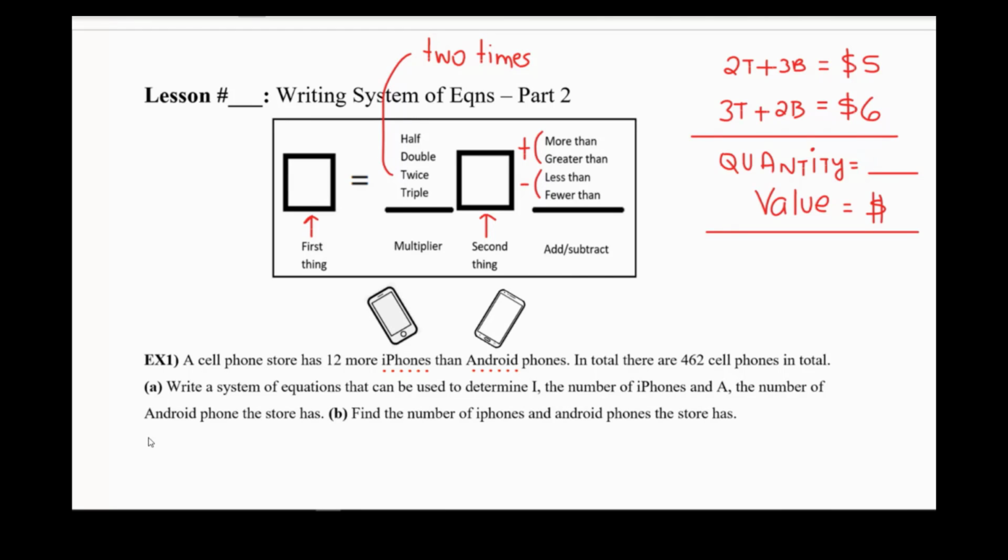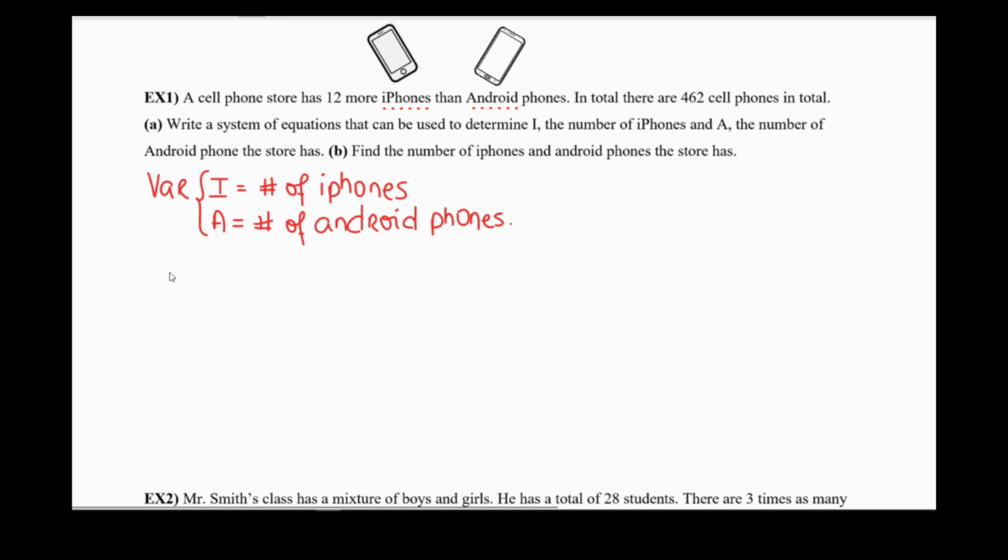As always, start by identifying your variables. So here it says, write a system of equations that can be used to determine I, the number of iPhones, and A, the number of Android phones the store has. So then I see that I'm going to be dealing with I for the number of iPhones and A, the number of Android phones. Now let's go identify the equations.